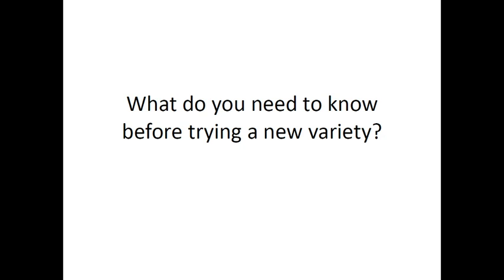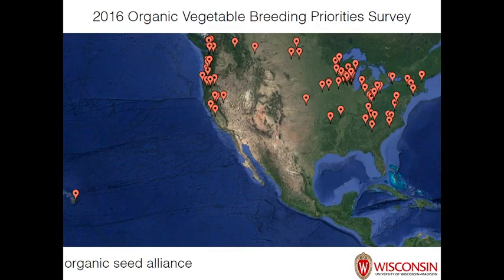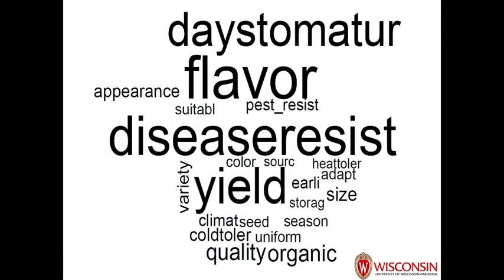We did a survey to try to understand what growers need to know about a crop before they try a new variety. What are the things that they're most interested in understanding before they take that risk to try to get something new into their fields? So we did the survey in 2016 and got responses mostly from the northern tier of the country, as you can see, but from a wide geographic range of organic farmers. And these are the results that we came up with.